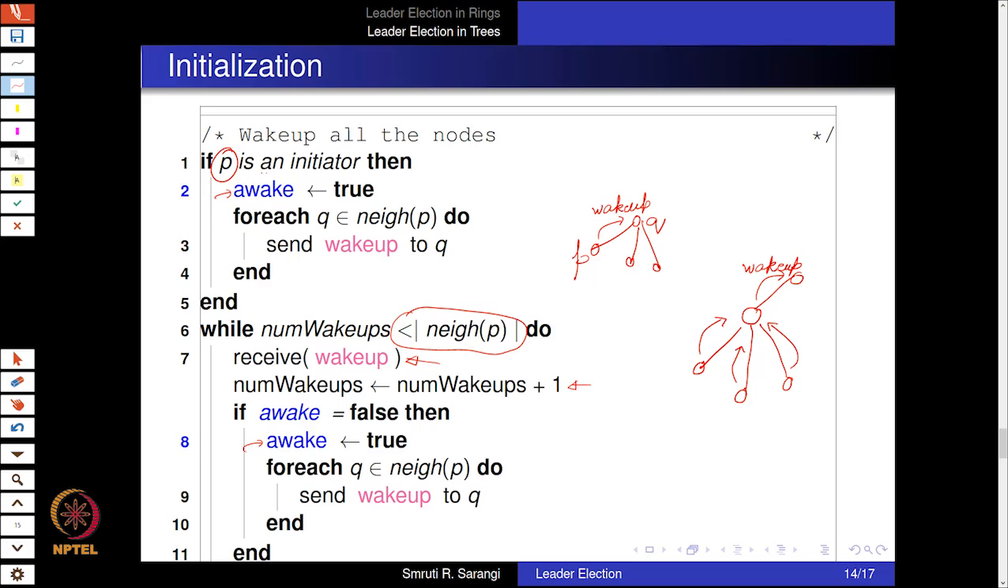So what do we do? Well, if you are an initiator, you wake yourself up, wake up your neighbors. If you are an internal node, then as long as the number of wake ups you have received is less than the number of your neighbors, you keep receiving them and you keep on waking up your neighbors. Fine, fair enough.